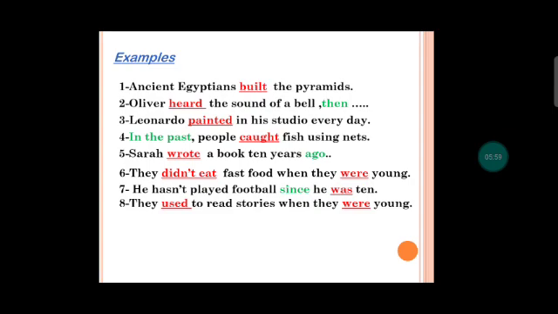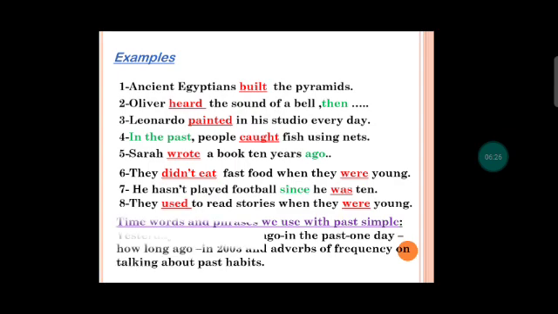Also, I can drop used to and say, they read. Pay attention. Read, read, read. They used to read equals they read. They always read. They read stories when they were young. They used to read stories when they were young.